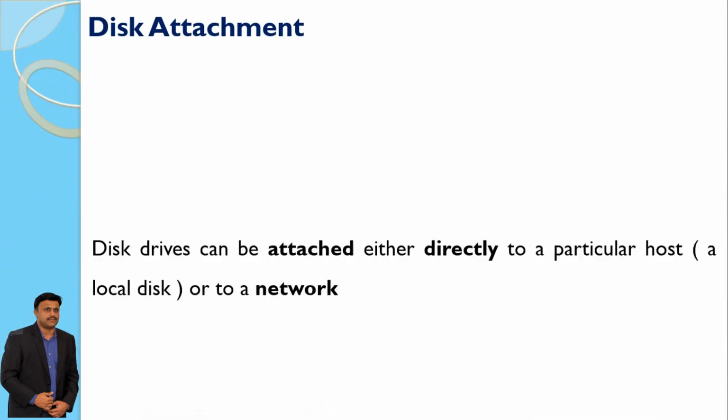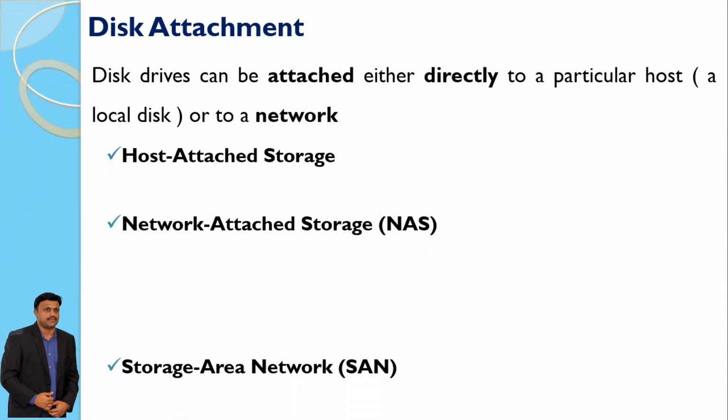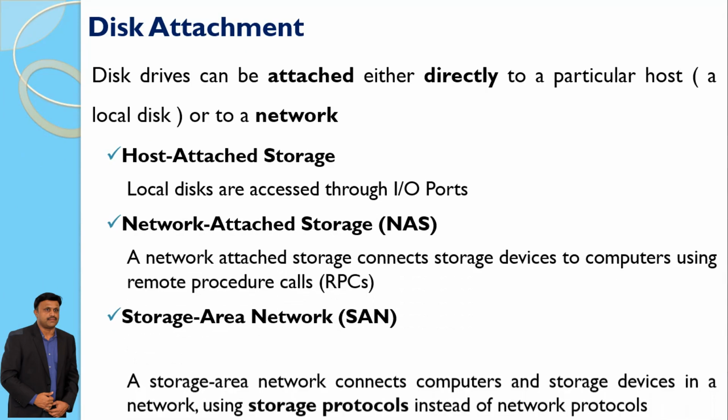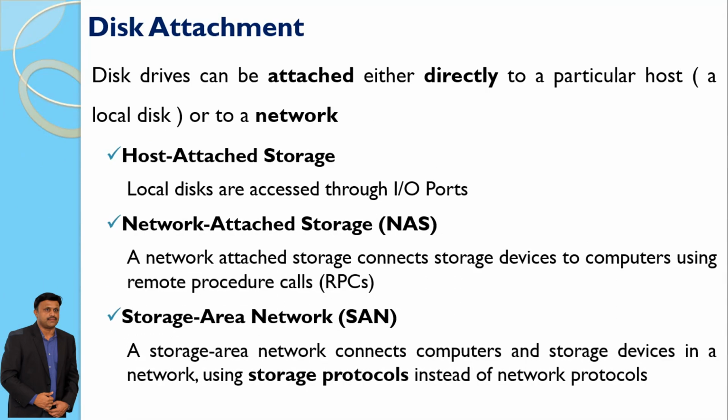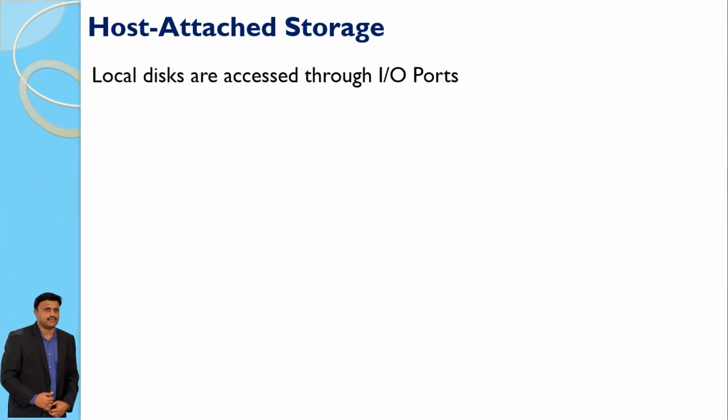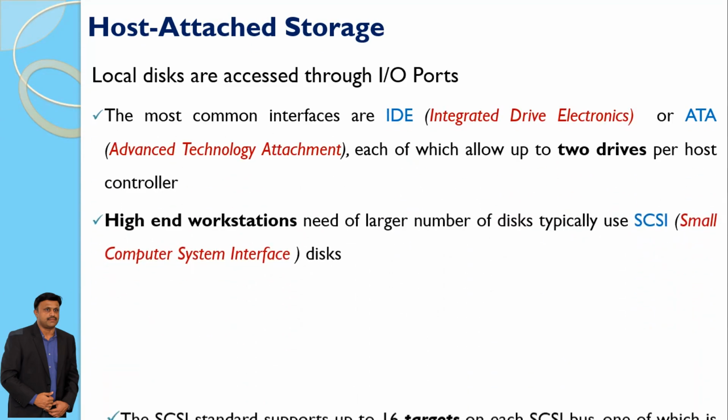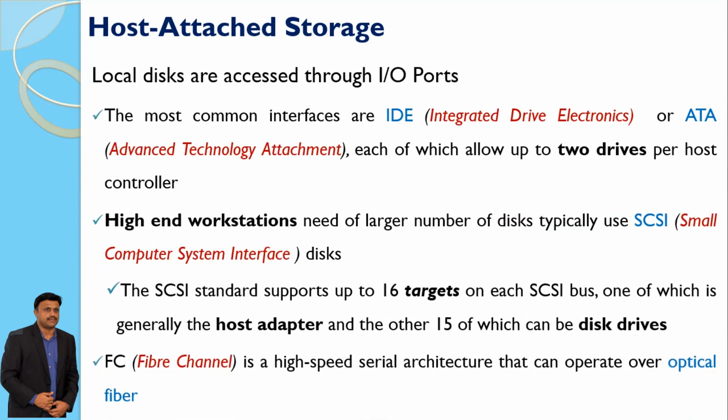Disk drives can be attached directly to a host or to a network. Host-attached storage uses I/O ports, while network-attached storage and storage area networks use network protocols for connectivity. Local disks are accessed through I/O ports, with common interfaces like IDE and ATA. High-end workstations use SCSI disks, which support multiple targets on each bus, and fiber channel for high-speed operations.